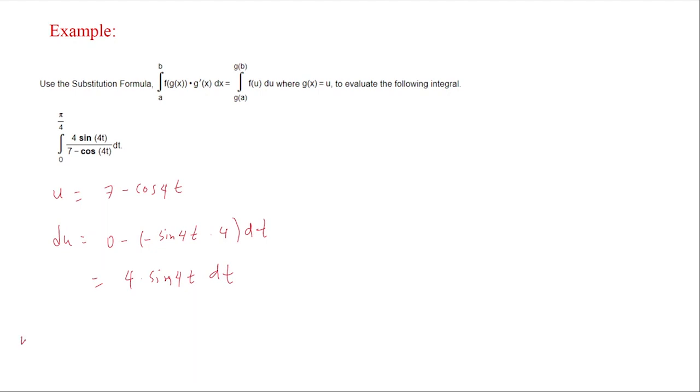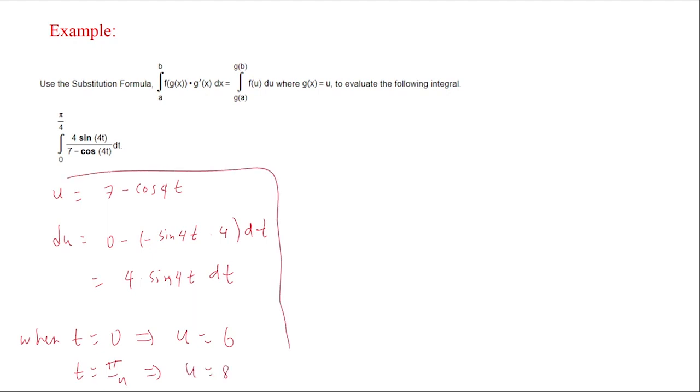So when t is 0, by plugging t equals 0 here, it will give me 7 minus cosine 0, which is 1, which is 6. And when t is pi over 4, I'm going to replace this t by pi over 4, which is 7 minus cosine pi, which is 7 minus minus 1, which is eventually u equals 8. So by using this substitution, this problem will now change from 6 to 8.